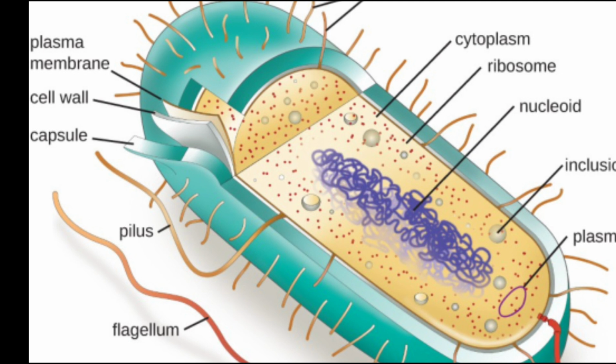If we look at the plasmid in prokaryotes, the structure is a small circular DNA molecule. It is separate from the chromosomal DNA. Its function is to carry genes for antibiotic resistance and other traits, and it can be transferred between bacteria.